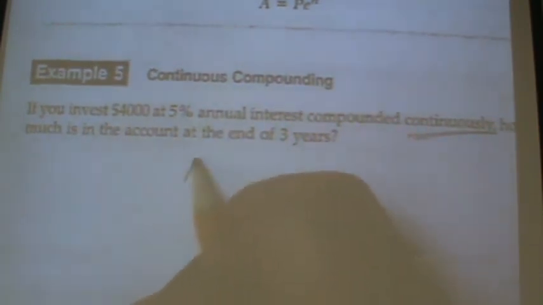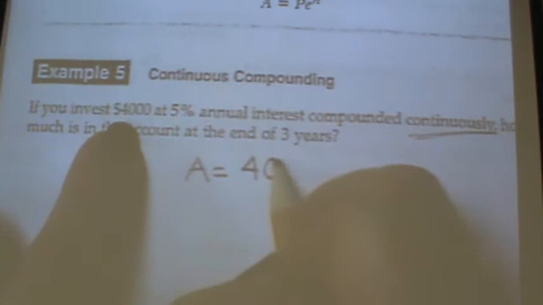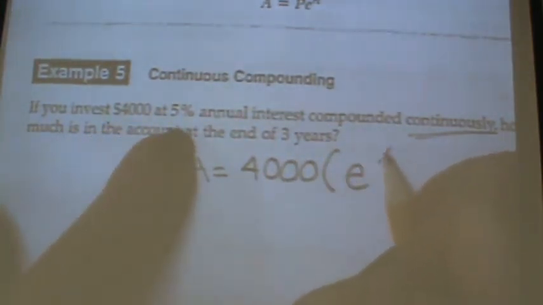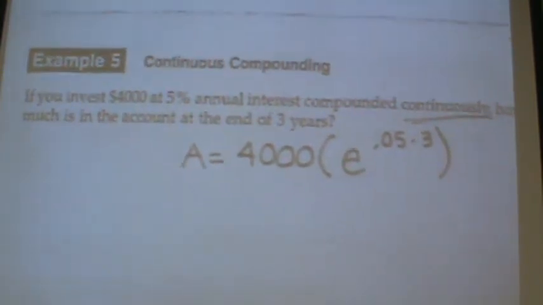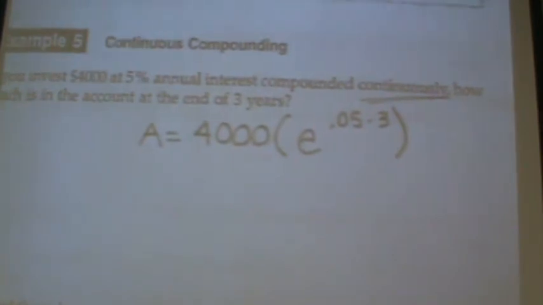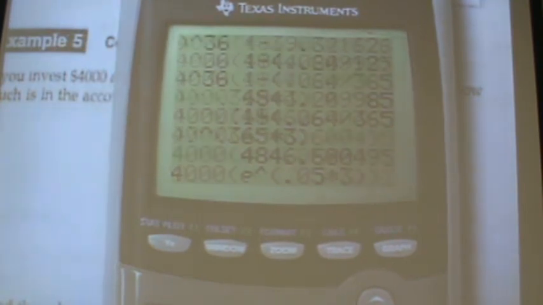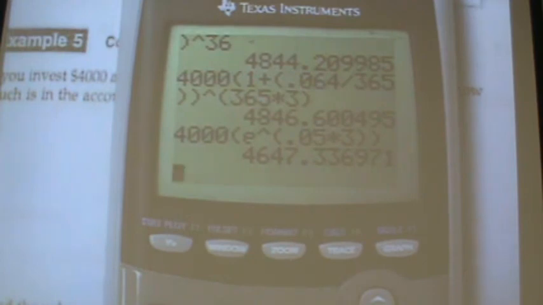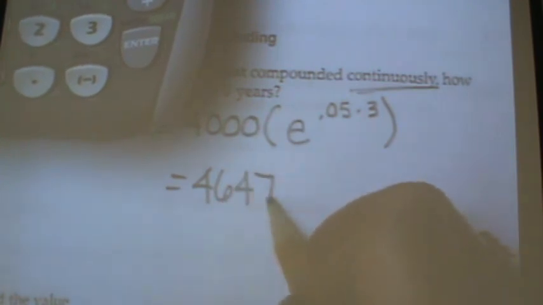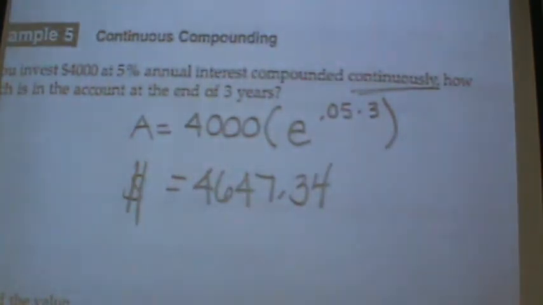You guys have done this before, I know you have. So 4,000 times e raised to the 0.05 times 3. I get $4,647.34. What did you get? Same? And this is the last one. These are all in your book, so if you want to, go in the back of your book and check on your answers. So that is your homework.